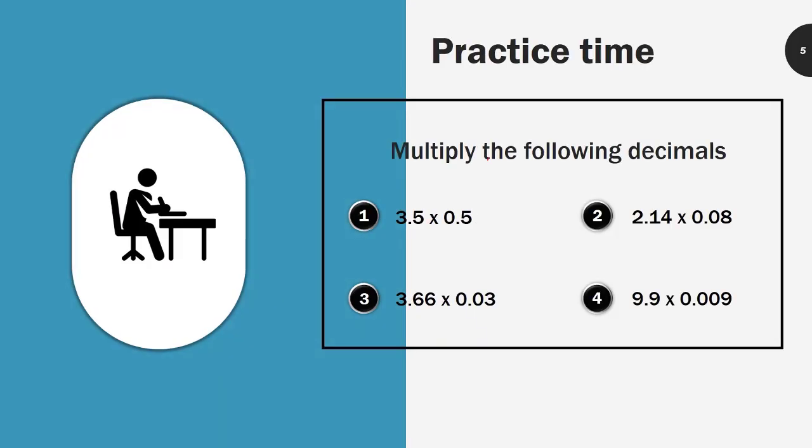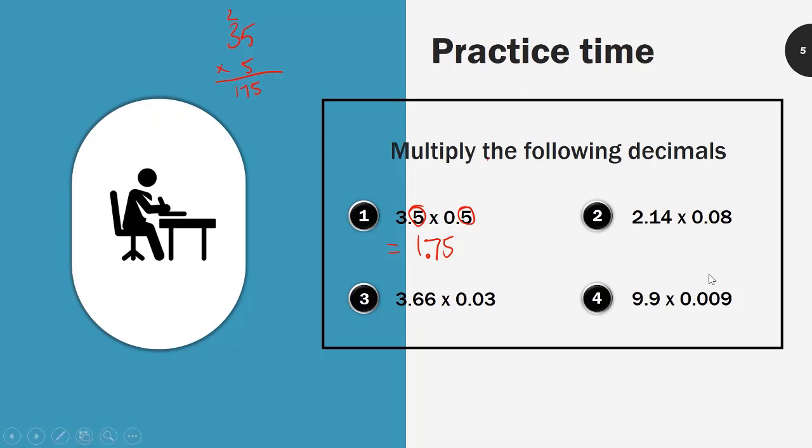All right, answer time. So let's go through these. So 35 times 5, that's the first thing that we need to do. 5 fives are 25, and 5 times 3 gives me 15, plus 2 makes 17. So that means I've got 175, and now I count my decimal places. I've got 1, 2 decimal places, so that means that my answer has to have 2 decimal places. And my answer is 1.75.